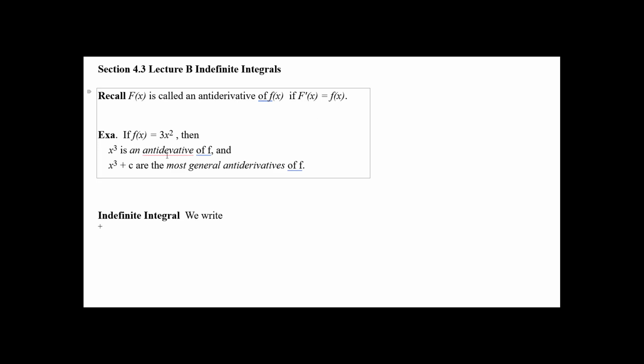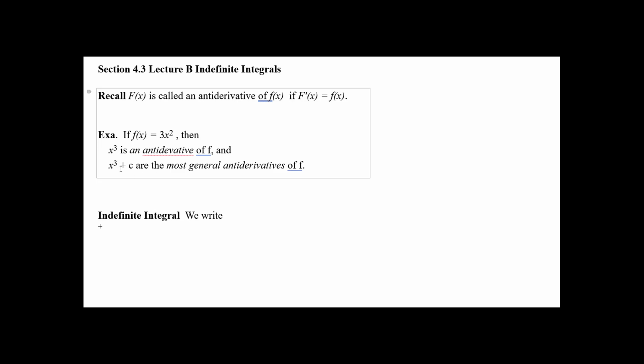Okay, so we know that the derivative of x cubed is equal to 3x squared. So if you start with a little f(x), which is 3x squared, then x cubed is an antiderivative of our function little f. Okay. Now this is just an antiderivative because we have many other antiderivatives.